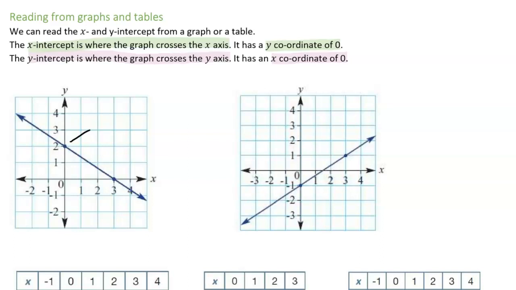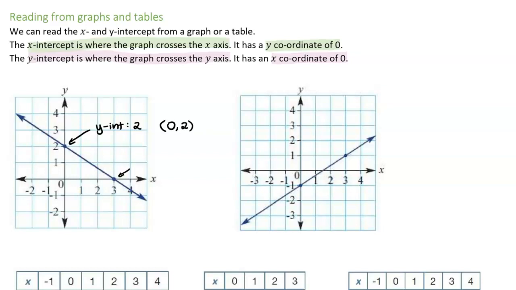Here is our y-axis, so this is our y-coordinate. So you could write the y-intercept, or I like to write y-int for short, is 2. Now, if I wanted to write that as a coordinate, which is super helpful, the x value of that coordinate is 0, because remember, we said y-intercepts have an x-coordinate of 0, and the y-coordinate would be 2.